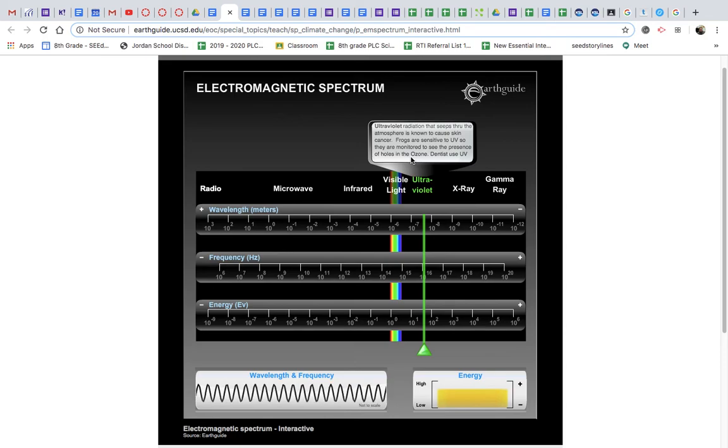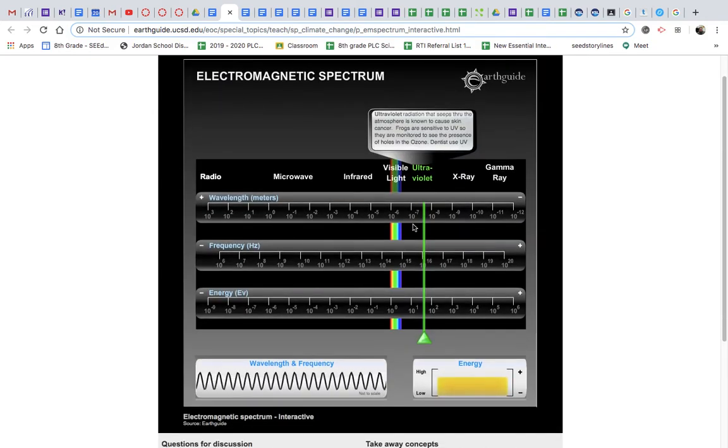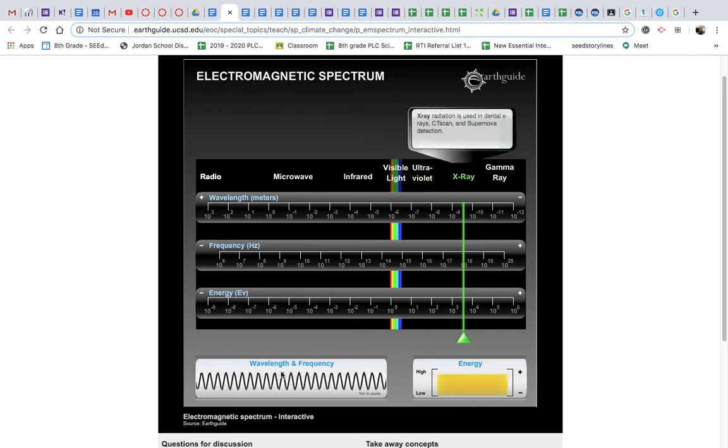Okay, ultraviolet radiation that seeps through the atmosphere is known to cause skin cancer. Frogs are sensitive to UV, so they are monitored to see the presence of holes in the ozone. Dentists use UV. Okay, so moving along, let's go up to X-ray. You can see the X-rays are quite short wavelength. They're high energy. X-ray radiation is used in dental X-rays, CT scans, and supernova detection.